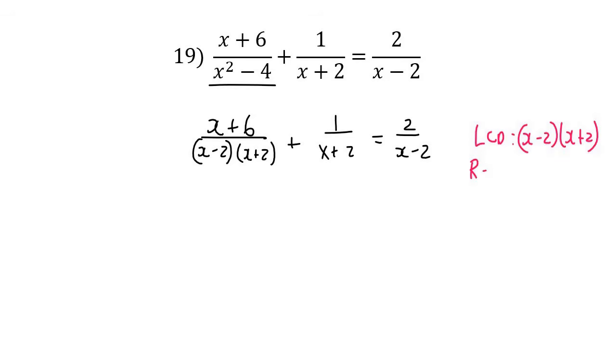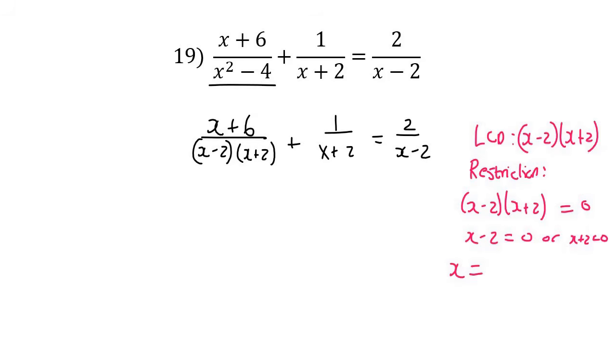And from that, we can actually get our restriction by saying that the denominator must never equal 0. So then we say x minus 2 equals 0, or x plus 2 equals 0. And so therefore x must never be equal to 2, or x must not be equal to negative 2. So what that means is that later on when we get our answer, we should just make sure that it's not equal to one of those. Okay, so now because this is our common denominator, we don't need to do anything with the x plus 6, but this one needs the x minus 2. So I'm going to squeeze that in quickly.